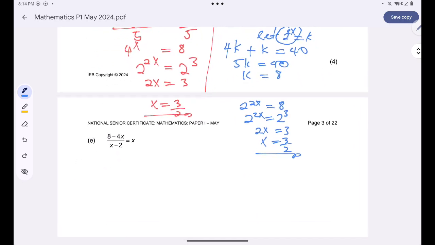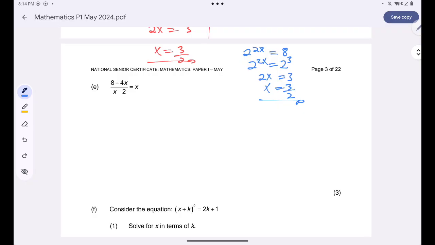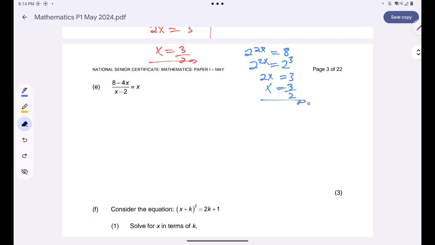All right, together. Okay, and then now let's move to alphabet E. I'm supposed to solve x and I have fractions, right? For me to solve x, there are steps I need to go through. I need to remove fractions, sets, or brackets. In this case, I have fractions. The first thing I need to do is to remove them.